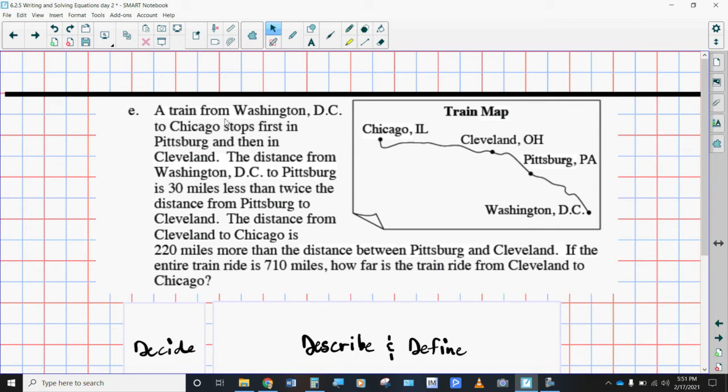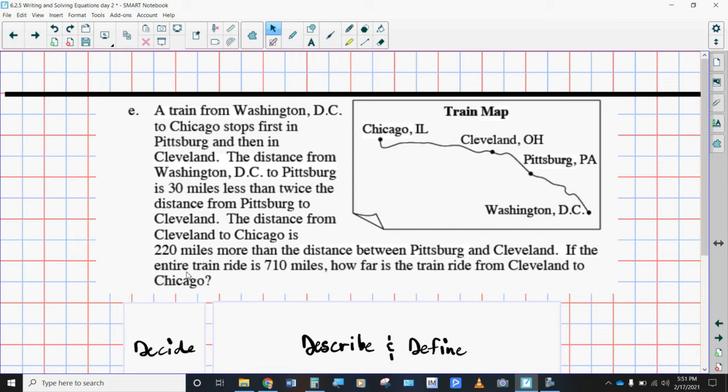train map over here. So it says a train from Washington, D.C. to Chicago. Here's my Midwestern accent that just came out. Stops first in Pittsburgh and then in Cleveland. The distance from Washington, D.C. to Pittsburgh is 30 miles less than twice the distance from Pittsburgh to Cleveland. The distance from Cleveland to Chicago is 220 miles more than the distance from Pittsburgh to Cleveland.